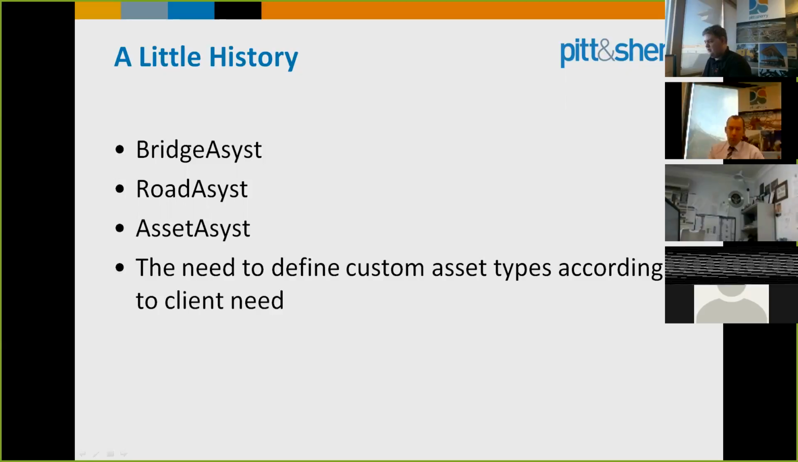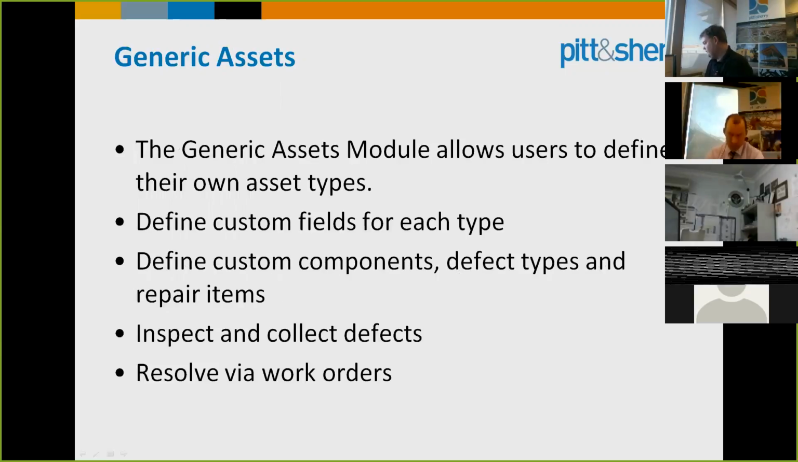And the solution that we came up with was to introduce a generic assets module. So we would continue to put our expert knowledge into bridges and culverts and roads, but at the same time we'd allow you to define your own asset types for some of the more minor ones, like the trees or the street furniture or bus shelters. And so that's how this generic asset module has come about.